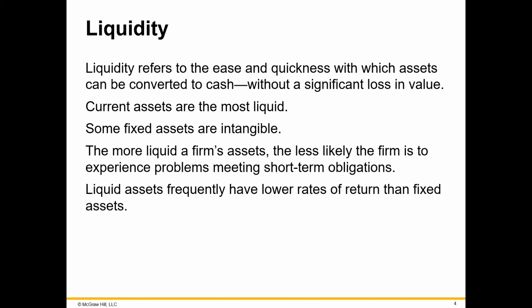Then you may see marketable securities, because those are very highly liquid, or money market securities. Those are very highly liquid as well, but they don't necessarily have to be there. Then the next one will be something like accounts receivable. That's next in the pecking order when it comes to liquidity. Then you may have inventory. Those are the typical ones in that order of liquidity. The more liquid a firm's asset, the less likely the firm is to experience problems meeting short-term obligations.